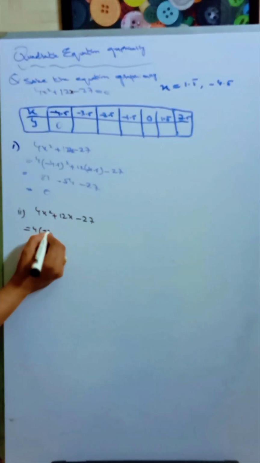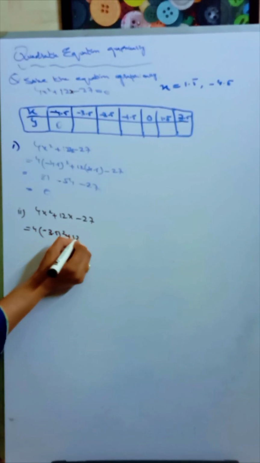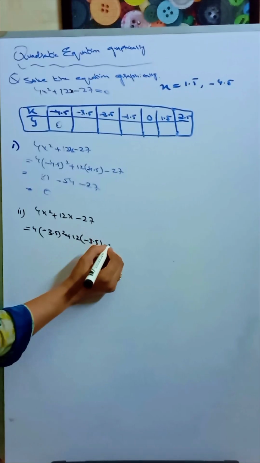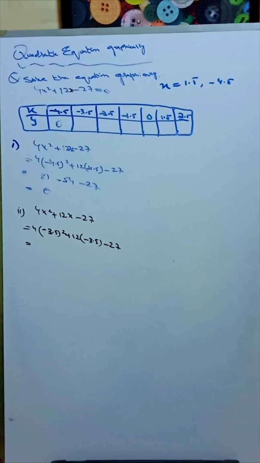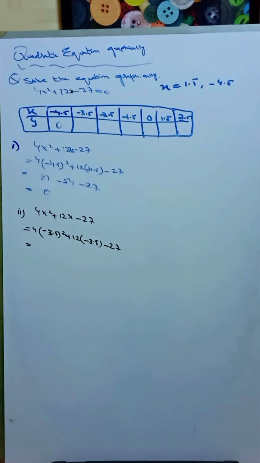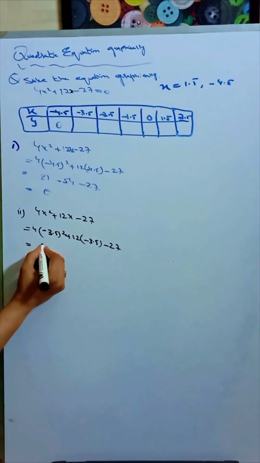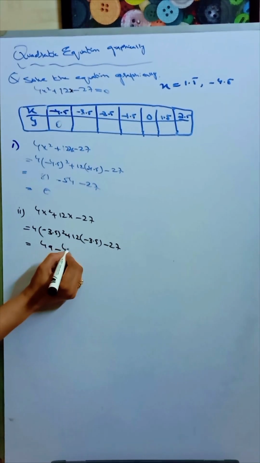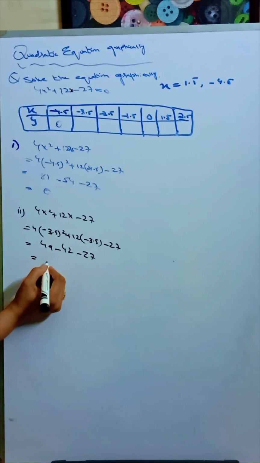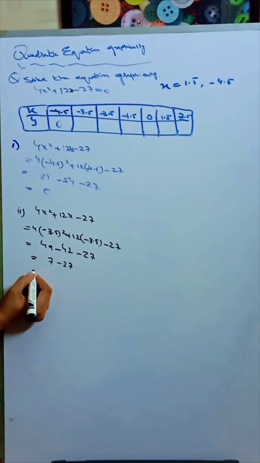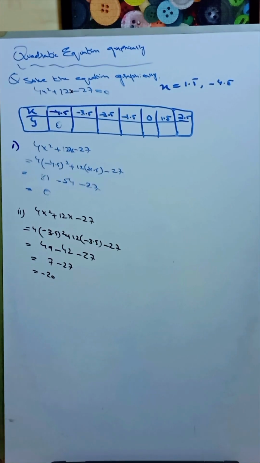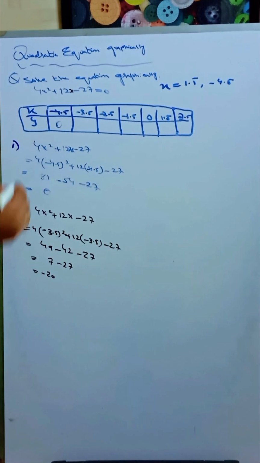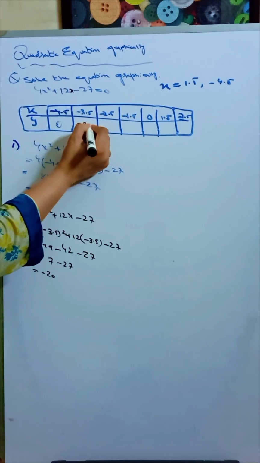Again 4x² is 4 times (minus 3.5) squared, plus 12 times minus 3.5, minus 27. 3.5 whole squared multiplied by 4, answer is 49. Plus minus 3.5 multiplied by 12, answer is minus 42. Minus 42 minus 27, that is minus 7... minus 27, and the answer is minus 20. So at x equal to minus 3.5, the value of y is minus 20.